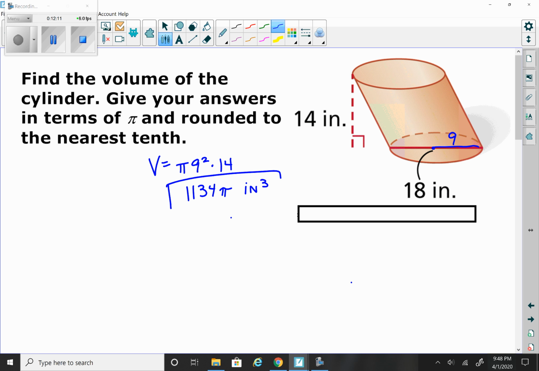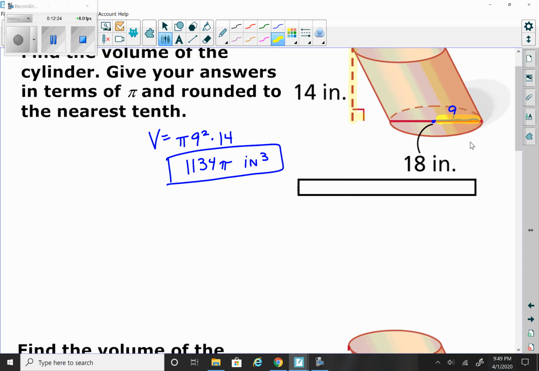So again, double check and make sure that you can come up with that answer. Same formula, whether the cylinder is right or oblique. Make sure that your height is perpendicular to your base, and make sure you're dealing with your radius. So that's a pretty easy one. Let's try another one.